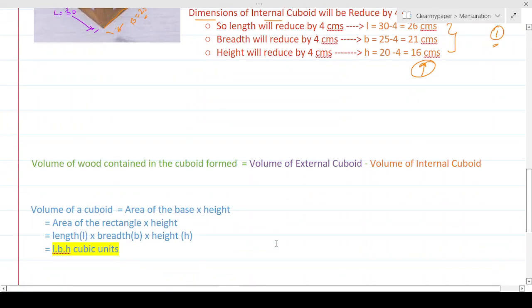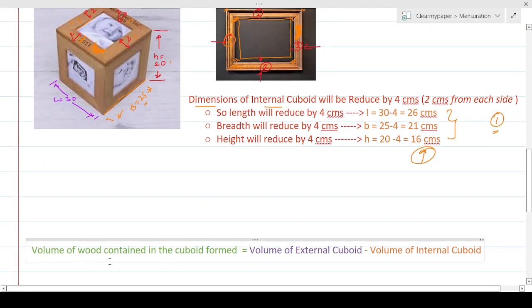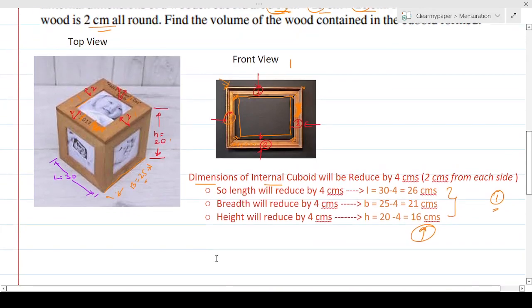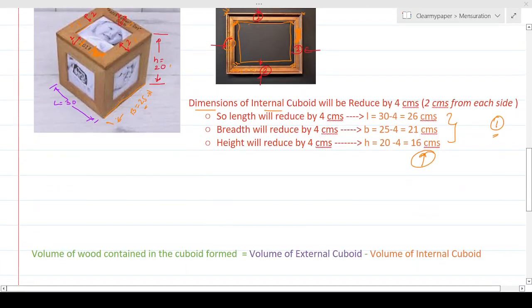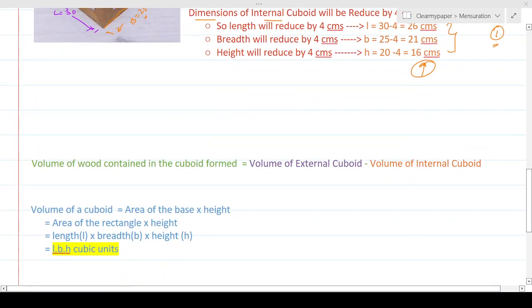Let's apply the formula. So we want to find the volume of the wood contained in the cuboid form. So I'm exactly taking the words in the question over here and putting it here, and we know there's going to be a difference of volume.